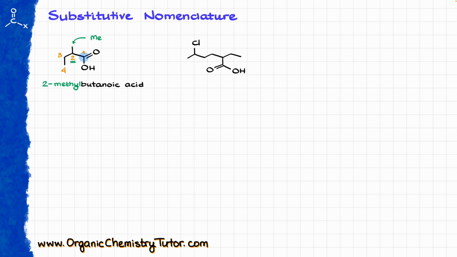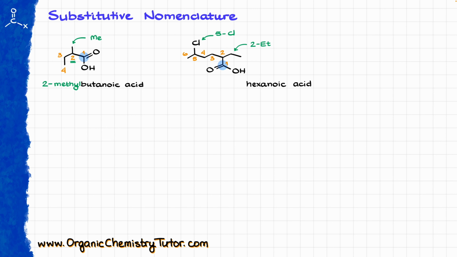Now, let's look at a slightly more difficult example here. Like in the previous case, the number 1 goes to the carbon of the carboxylic acid, and I have to find the longest continuous chain from that carbon, which in this case is going to be 6 carbons long, which means that the parent name here is going to be hexanoic acid. I do have a couple of substituents here. My first substituent is going to be the ethyl group at the second carbon, and my other substituent is going to be this chlorine at the 5th position.